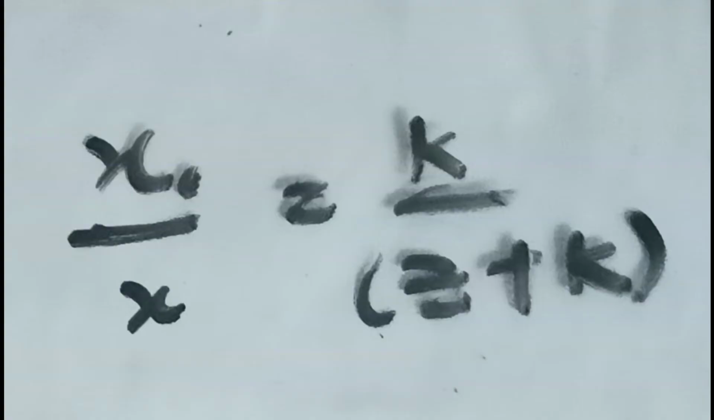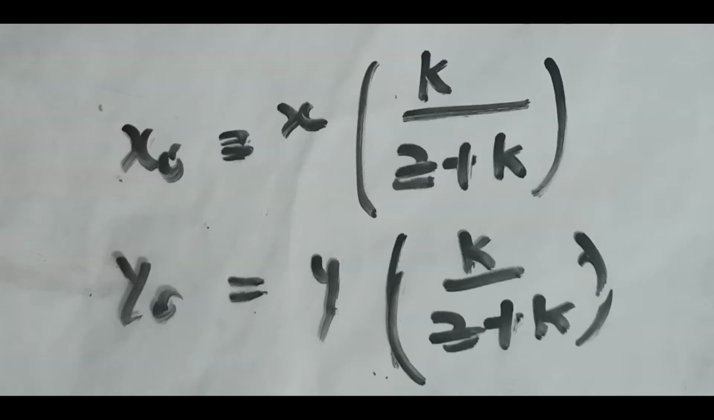We know that the side ratios of two similar triangles are equal. So in this case, x0 by x is equal to k divided by z plus k. With simple algebra, we can derive these formulas for x0 and y0. Remember, the x0 and y0 are the projected points of our 3D point. So let's start implementing these ideas in our code.